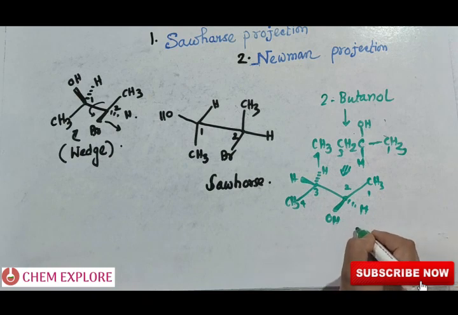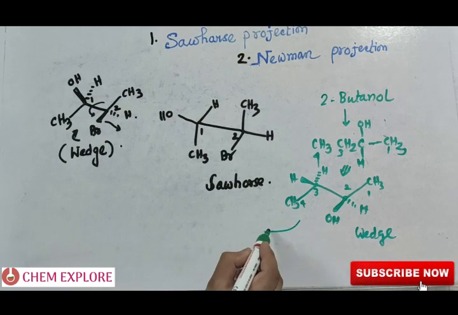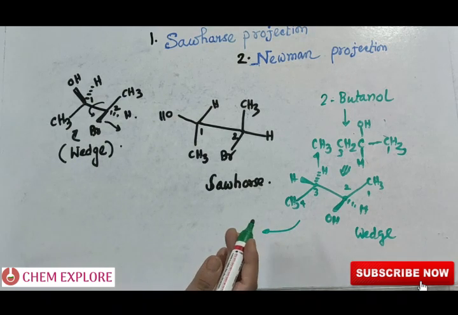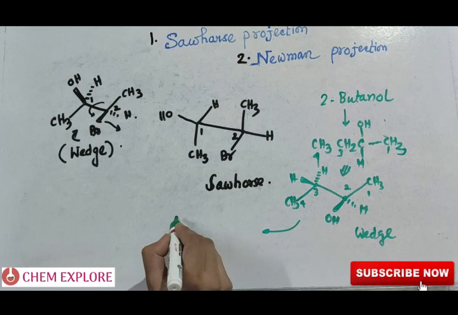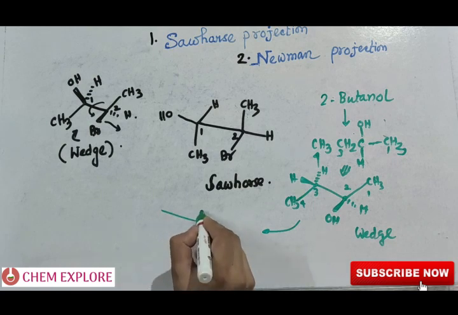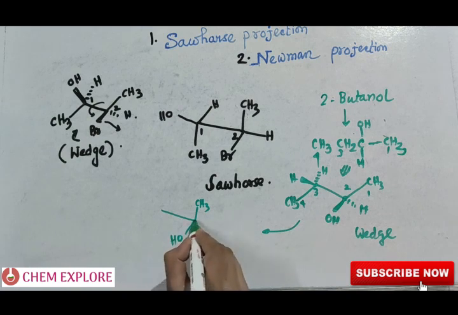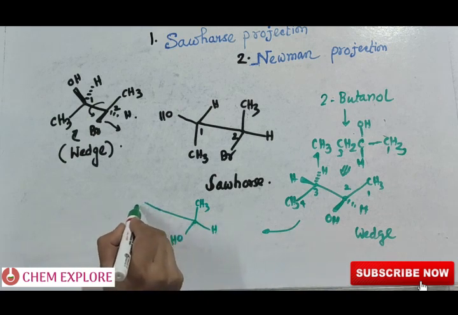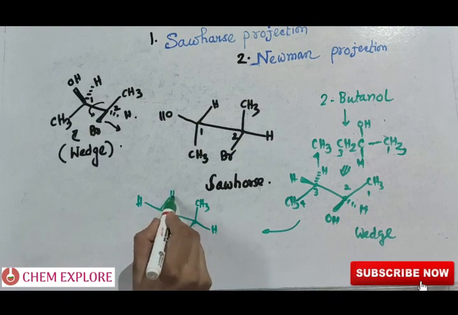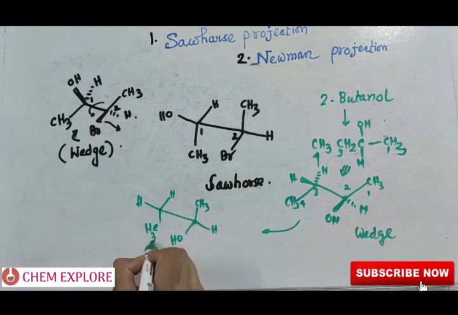So this is your wedge structure. Now this structure we can write in a Sawhorse projection, and that is what you can write. This is a CH3, this is OH, this is a hydrogen, this is a hydrogen, this is a hydrogen, and this is your CH3, right? Okay. Now the Sawhorse projection is a little bit easy.